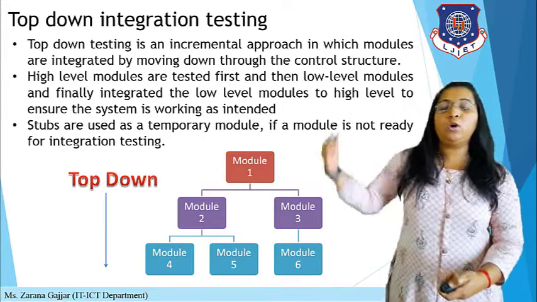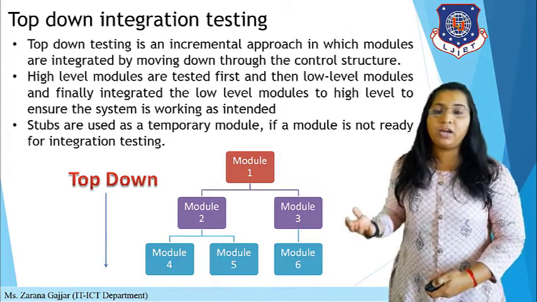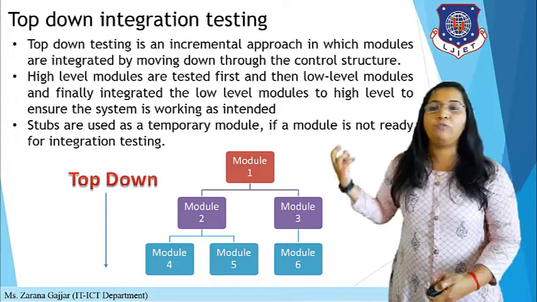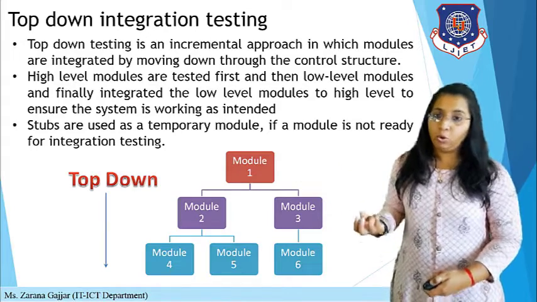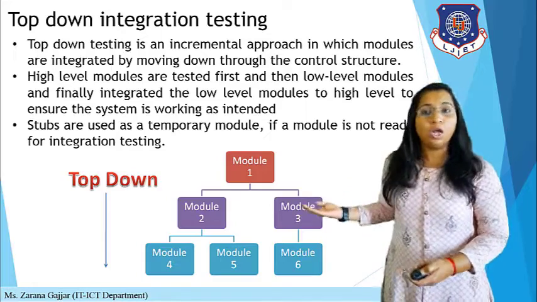Okay, so if you want to check your whole project but module 4 and module 5 are still remaining, then you can use a stub for module 4 and module 5. Okay, so you can check your system. Okay, so this is about the top down strategy.